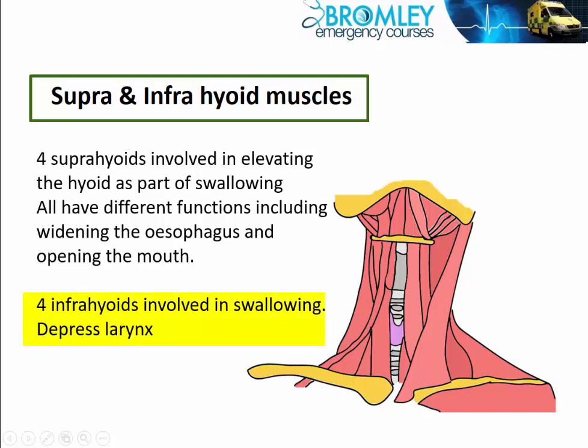The infrahyoids, and again there are 4 of these, we don't need to know the details. They're often referred to as the strap muscles. So the omohyoid is the one that runs from the hyoid down to the shoulder, down to the top of the scapula, but then there are others as well, the strap muscles. And these are involved in the opposite action, depressing the larynx, pulling the larynx down during the swallowing process. So the suprahyoid muscles tend to work earlier in swallowing and the infrahyoids after that. But that's really all that we need to know about these muscles.